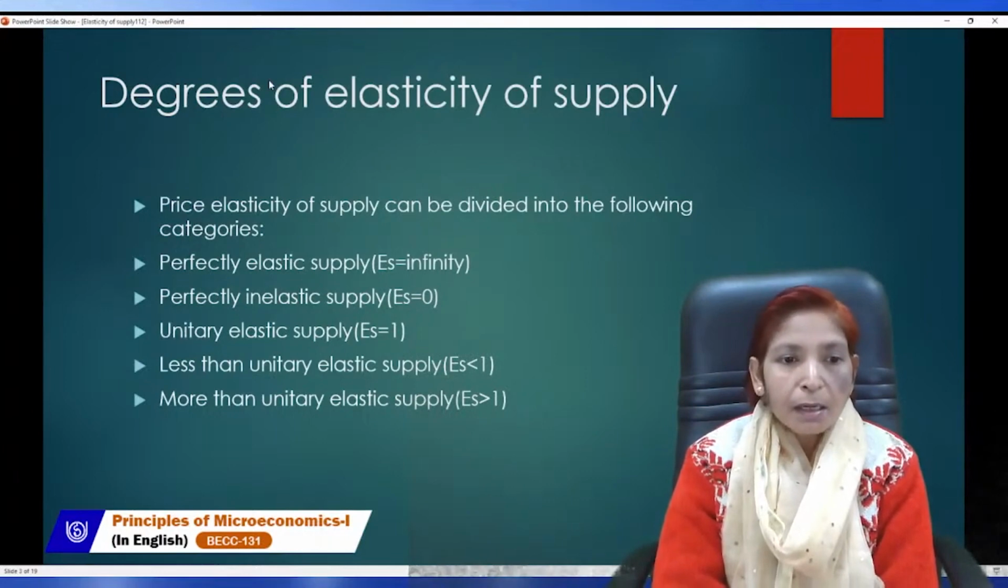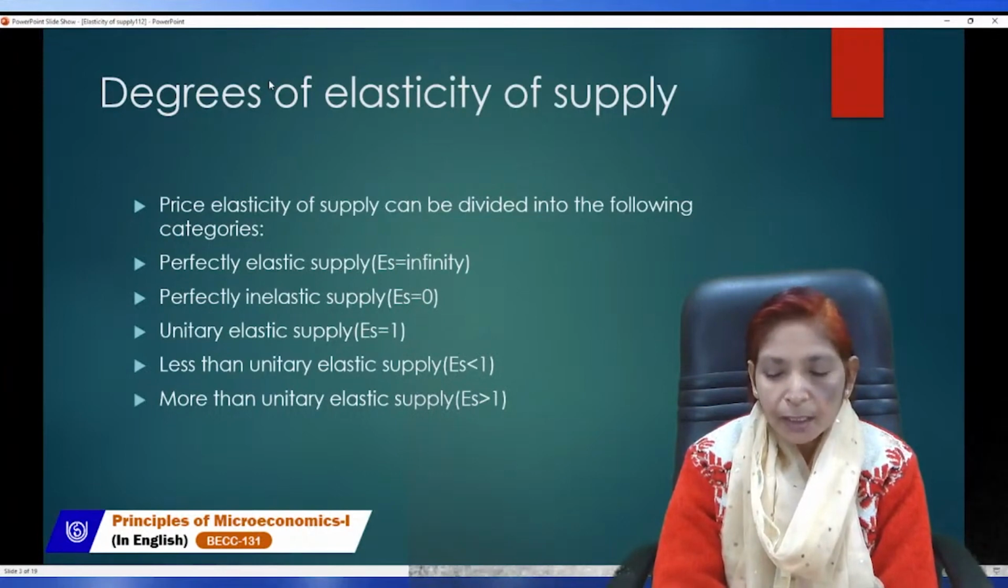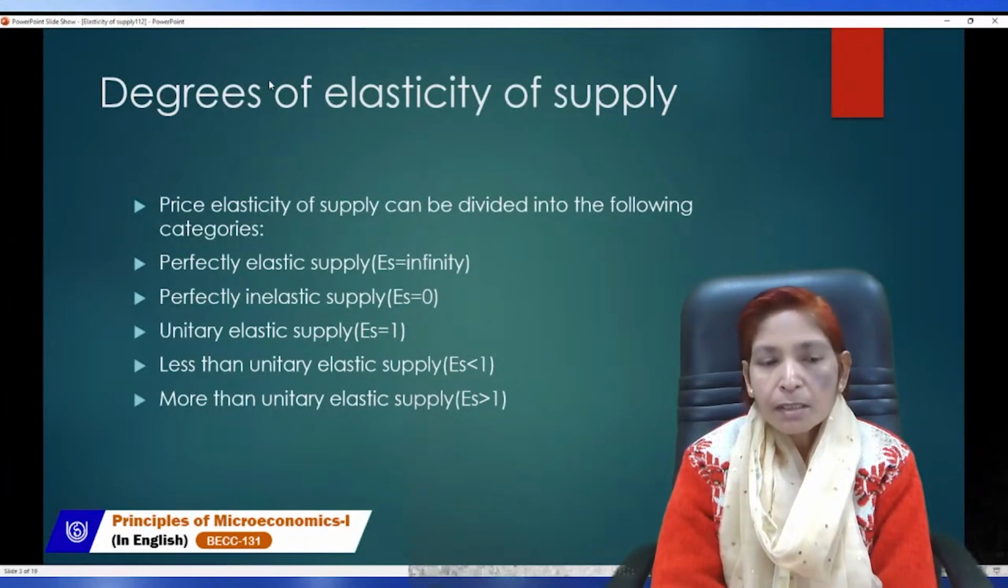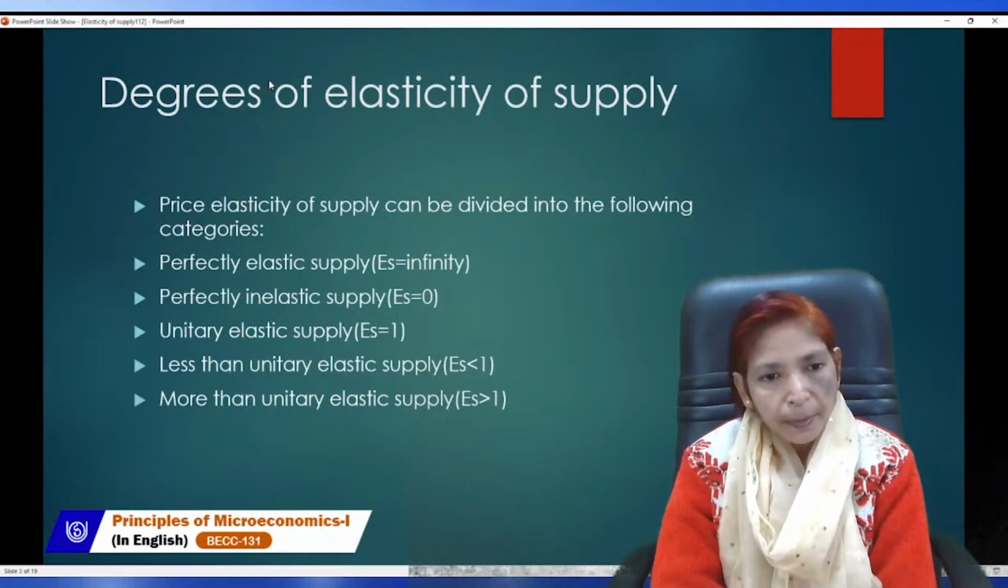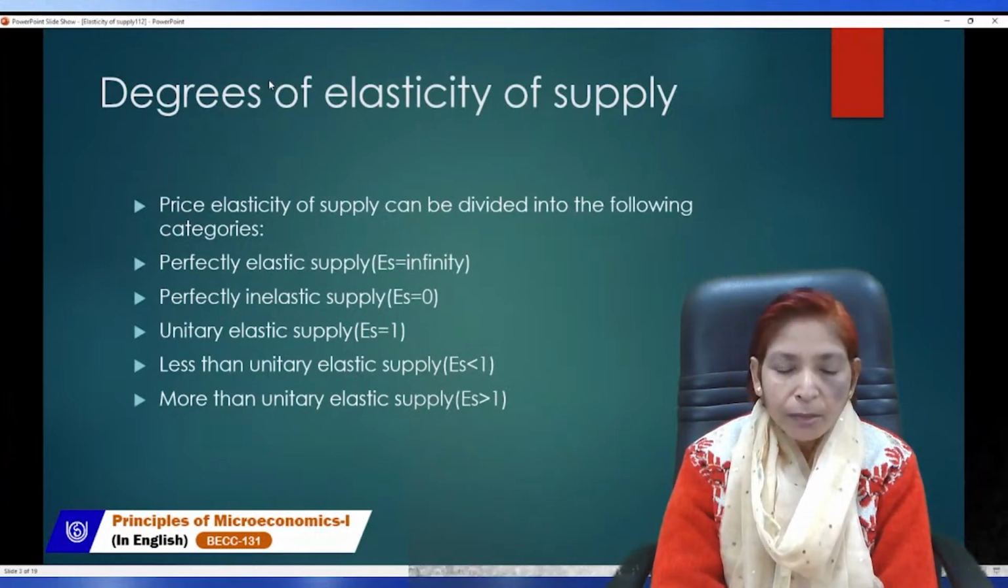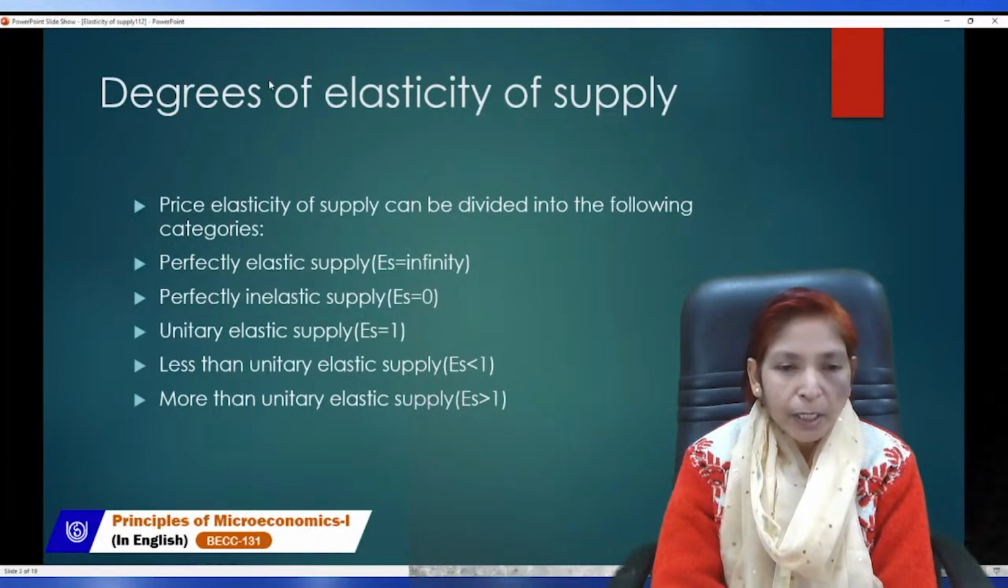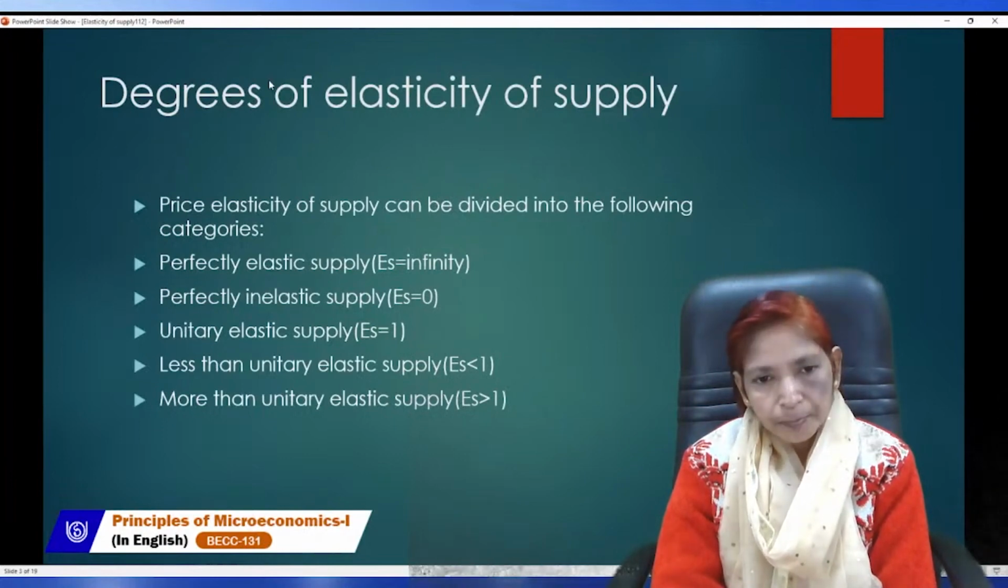The third type is unitary elastic supply. This is the third degree of elasticity of supply. In this case, ES is equal to 1. Unitary elastic supply shows the same change in price and the same change in supply. If the percentage or proportionate change in supply is the same as the percentage or proportionate change in price, if both ratios of change are the same, then elasticity of supply will be unitary elastic.